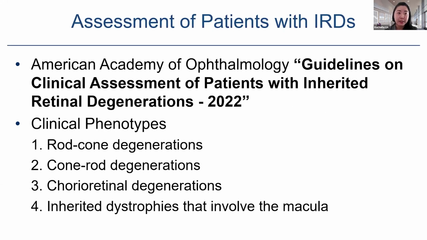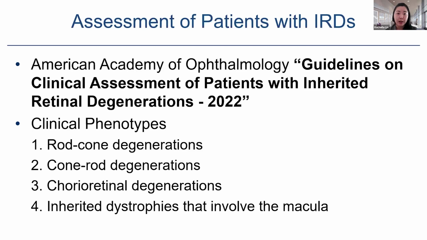What are our current recommendations for assessment of patients with IRDs? Well, one excellent resource is the American Academy of Ophthalmology's guidelines on clinical assessment of patients with inherited retinal degenerations, which was recently updated in 2022. In this document, the clinical phenotypes are broken down into 4 main categories.